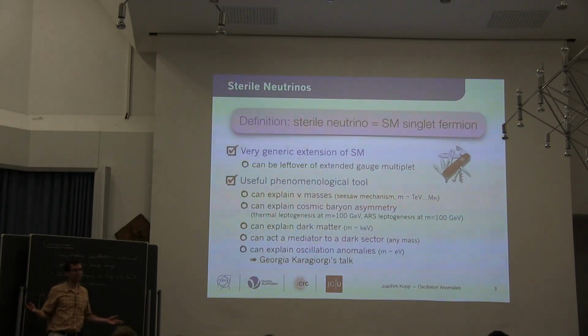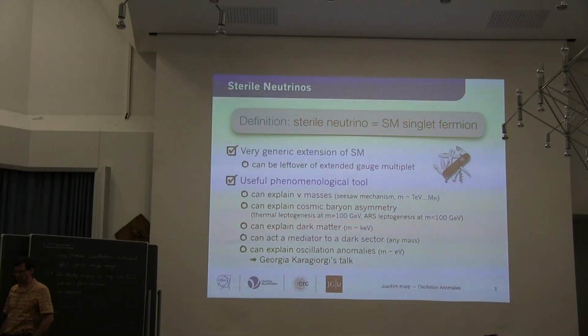From a more top-down perspective, they could be leftovers, for instance, from extended gauge multiplets. Imagine you have some grand unified theory, you sort your standard model fermions into the multiplets of that symmetry, then sometimes these multiplets have extra components that do not correspond to standard model particles, but to states that are charged under the full GUT group, but uncharged under the low energy symmetries that we observe. So these particles would then manifest as sterile neutrinos.